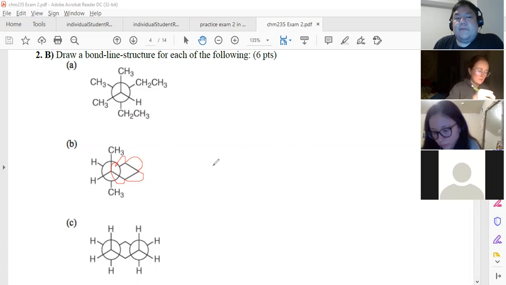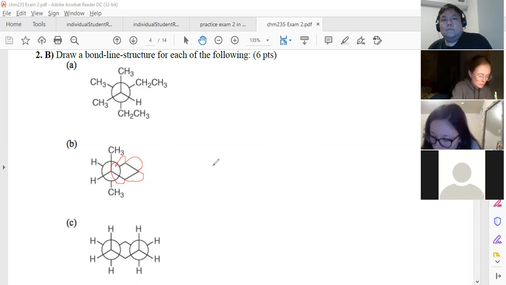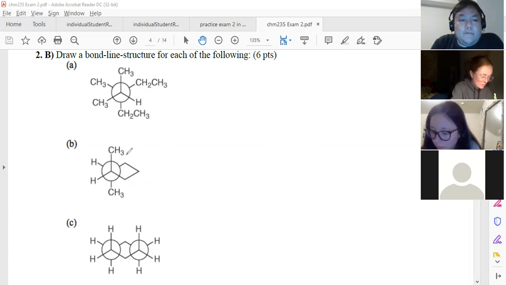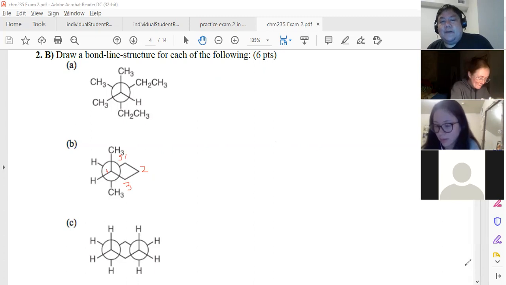So how many carbons are in my ring? 1, 2, 3, 4, 5, 6. There are 5. 1, 2, 3, 4 for the dot carbon, 5 for the ring carbon. So there are 5 there. So what should be the first thing you do when you figure out it's a ring? Draw the ring. Draw a 5-membered ring. 1, 2, 3, 4, 5, like that.